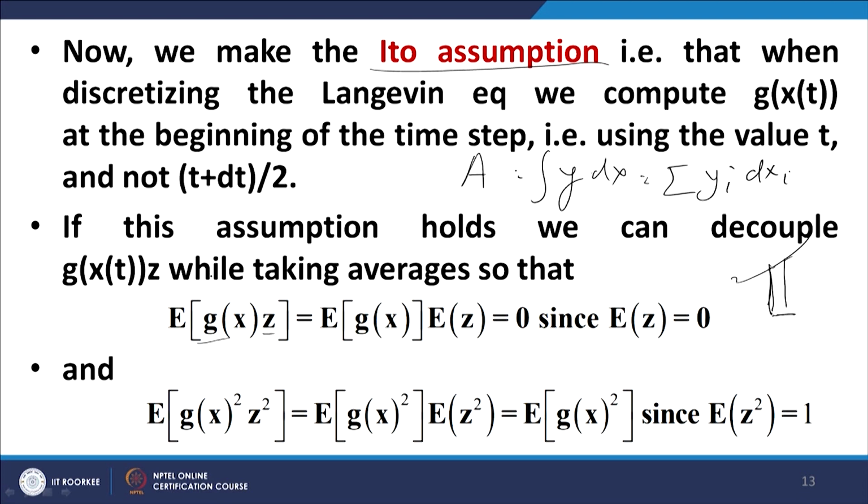When you decouple them, you get E of g(x) times E of z, but E of z is equal to 0, therefore this term has an expectation of 0. Similarly, using the same logic here, you decouple g(x) squared and z squared, E of g(x) squared times E of z squared. E of z squared, you know very well, is 1. So this becomes E of g(x), and we now use these two expressions.